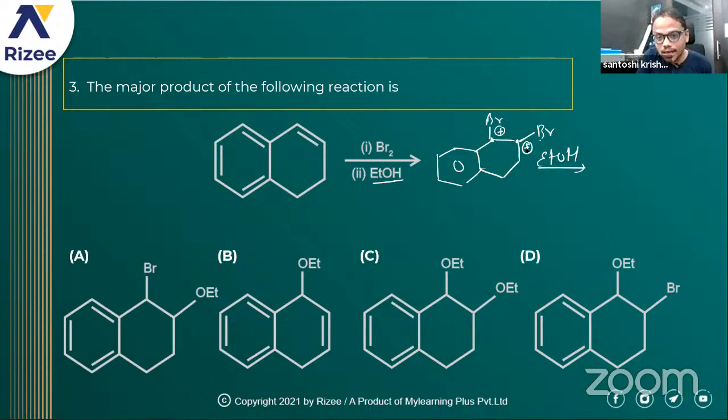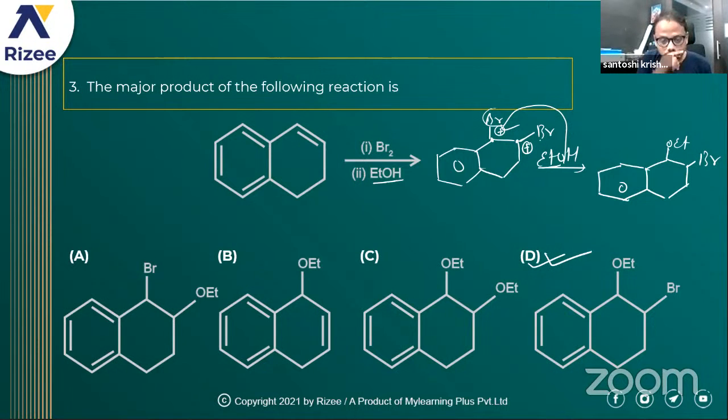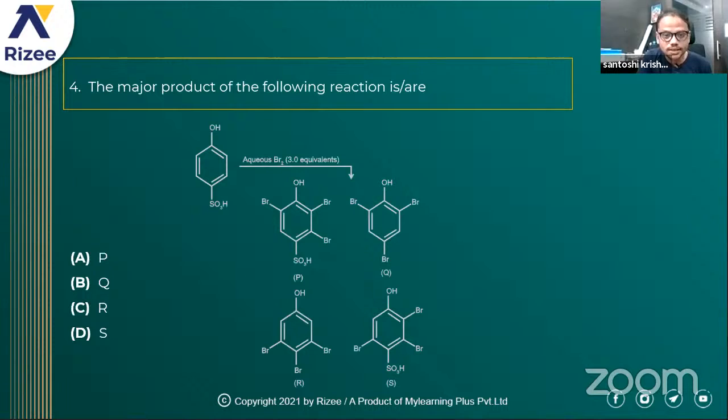Now between allyl and secondary, which one is more stable? The allyl carbocation is more stable. So this bromine will be released and OEt will be substituted on this carbon. So we will get the product like this. Okay, so we can see that our product is option D. Next one, the major product of the following reaction.